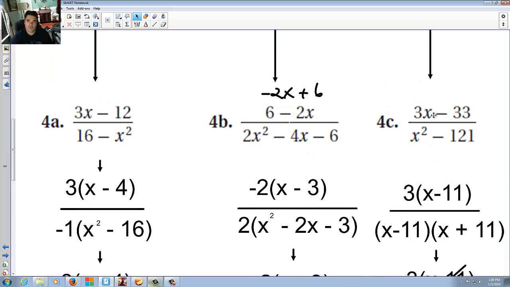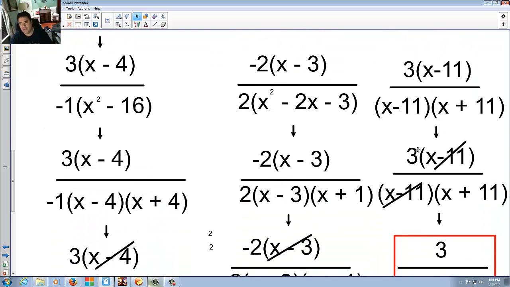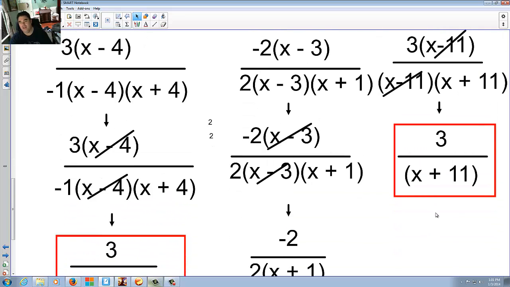And the third one, 3x minus 33 over x squared minus 121. Pull out a 3 first. 3 comes out, x minus 11. I put this into x minus 11, x plus 11. The x minus 11's cancel out, leaving 3 on top, x plus 11 on the bottom. That's finished.